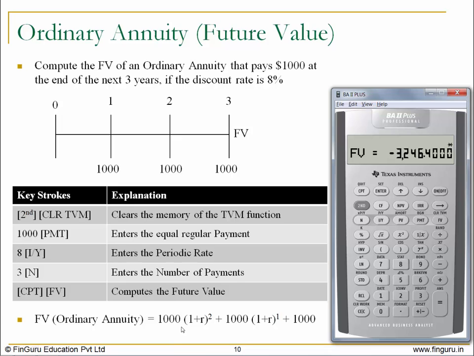Mathematically, what we've really calculated is $1,000 invested at the end of first year is earning interest for 2 years, $1,000 invested at the end of the second year is earning interest for about a year, and the $1,000 invested at the end of third year is not earning any interest, because this amount is being invested right at the same point of time when the future value is being calculated.